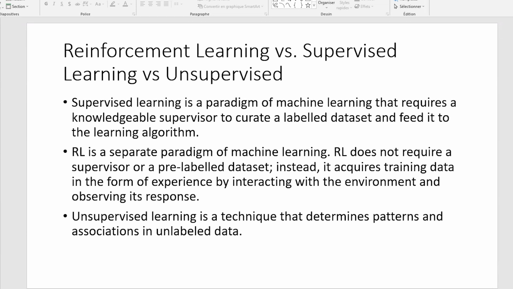I saw something that was not very clear. I think it was saying that reinforcement learning requires training data in the form of experience acquired by interacting with the environment and observing. Okay, it acquires training data in the form of experience. So, sir, the data it is acquiring, is it not used for training? Because we said earlier that there's no training. No, I didn't say there's no training. I said there's no data. There's no training data that is previously prepared, but there's training.